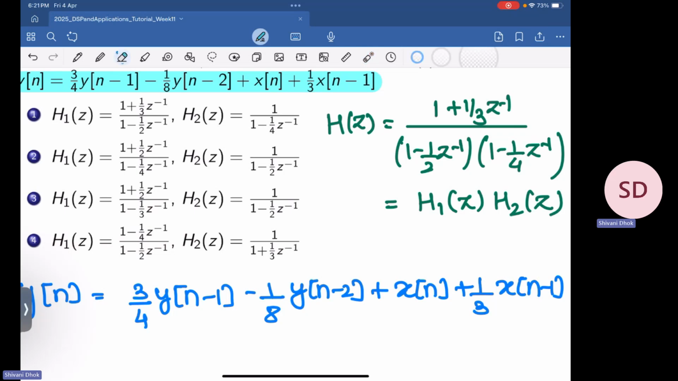Now if we look at option 3, when we multiply these two, what happens? This 1 plus 1 by 2 z inverse is there in the numerator, but here we have 1 plus 1 by 3 z inverse. So again this option is wrong. Similarly in option 2, when we multiply these two, we get again 1 plus 1 by 2 z inverse in the numerator, which is not the case that we have. So now we are left with option 1.